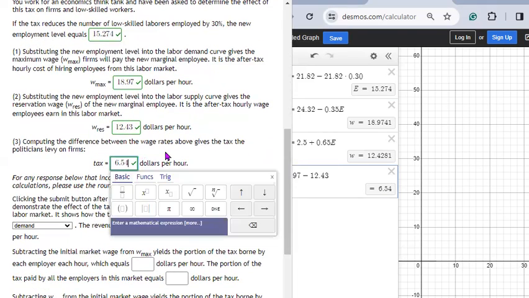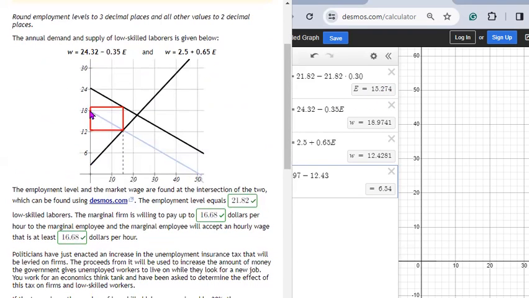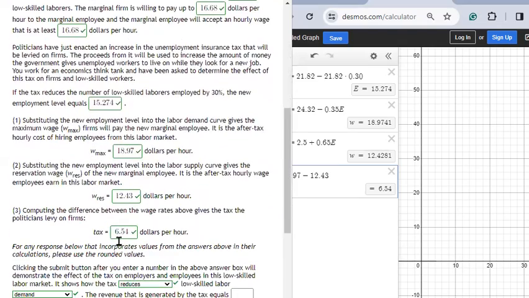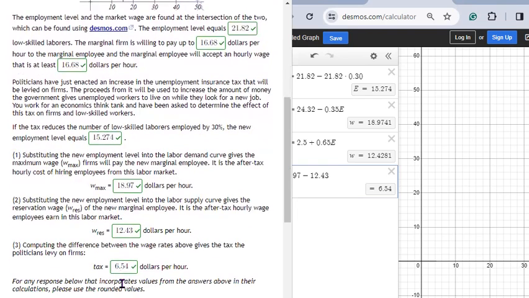Okay, so when we hit enter now, we get this red box. The height of the red box is the dollar value of the tax per hour, and the width of the red box is the employment level. The employment level is 15.274, and the height of this box is the tax of 6.54, because it's the difference in the maximum wage firms are willing to pay this new marginal worker versus that marginal worker's reservation wage. We calculated that tax to be $6.54 per hour.